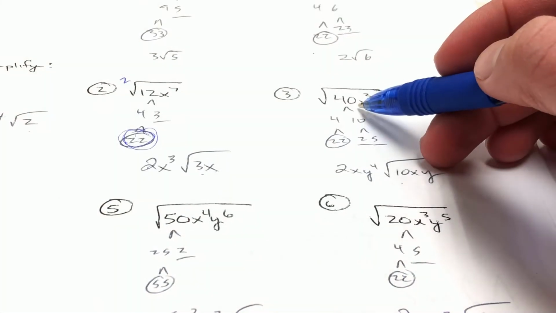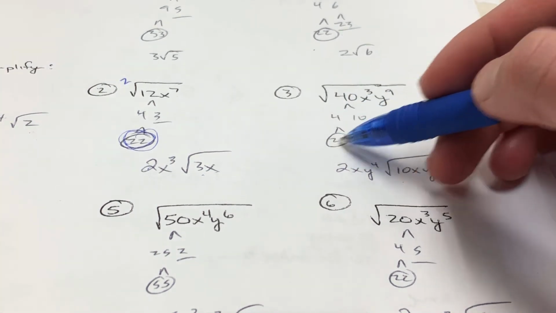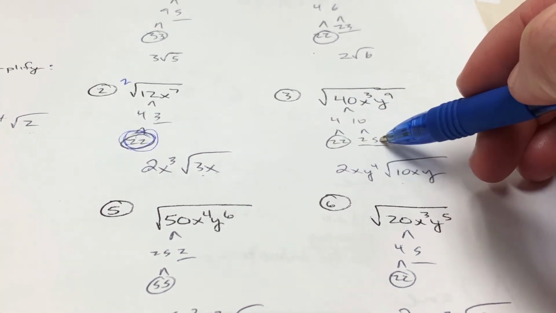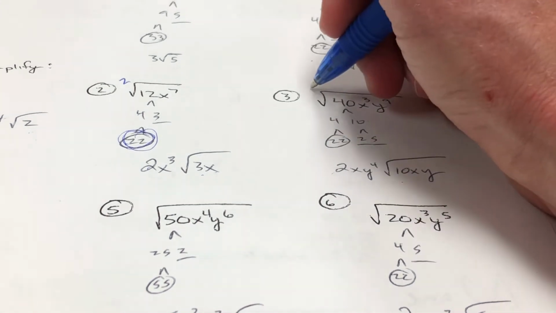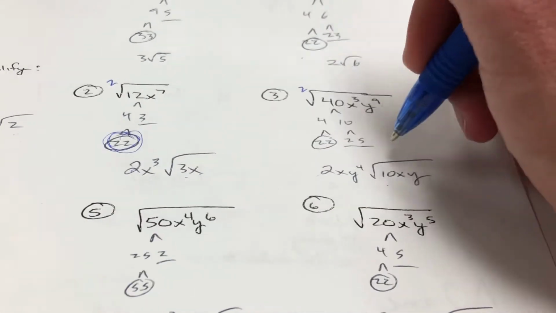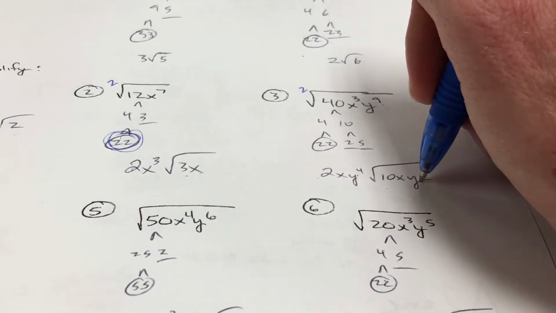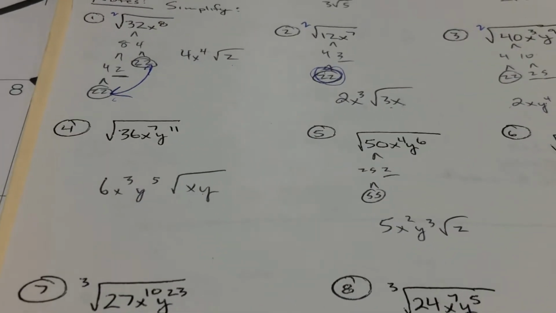All right, the square root of 40. 4 and 10. 4 is 2 and 2. 10 is 2 and 5. 2 root 10. 2 goes into 3 1 time with 1 left over. 2 goes into 9 4 times with 1 left over. The leftovers stay on the inside of the root.